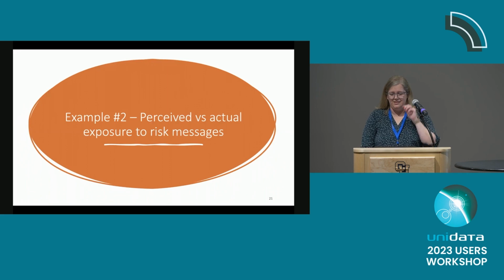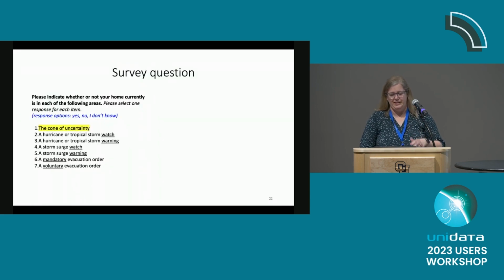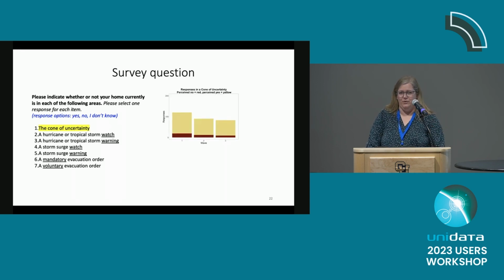Okay, so the next example I'm going to show is a little more tricky. We wanted to look at perceived versus actual exposure to risk messaging. So we had a survey question that asked, please indicate whether or not your home currently is in each of the following areas. And we can start here with the cone of uncertainty. Hopefully we all know what that looks like. Big old cone, literally. It's actually the track uncertainty cone. I apologize for calling it the cone of uncertainty. It's a throwback.